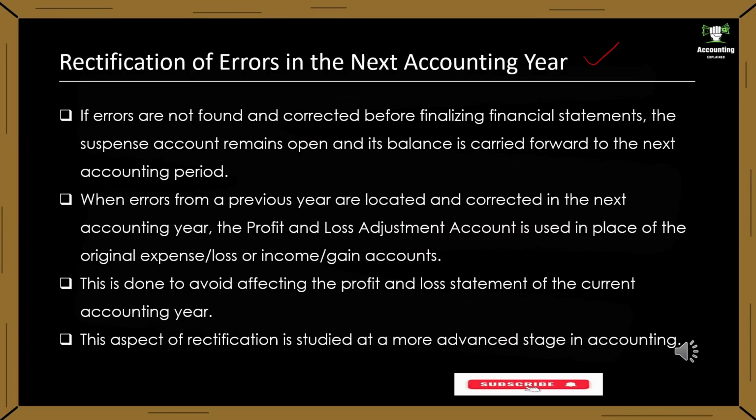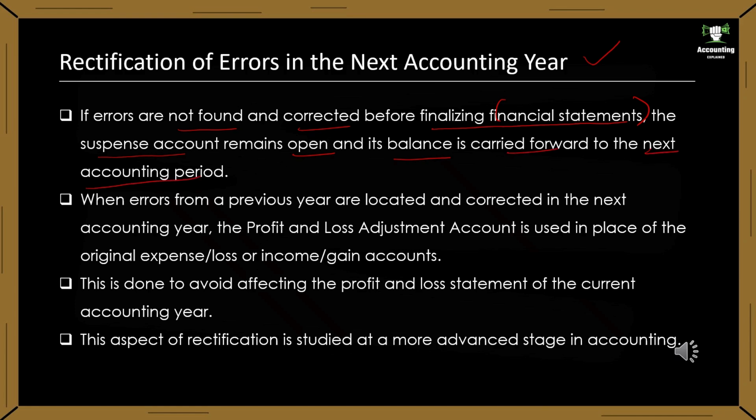Rectification of errors in the next accounting year. If errors are not found and corrected before finalizing the financial statements, you have come to the verge of closing the books. And on 31st March, you have closed the books with a suspense account since the trial balance is not tallying. Okay. You have not corrected it and you have even prepared your financial statements like the profit and loss account and balance sheet. The suspense account remains open. The suspense account is still a suspense and you don't know where you have made the mistake. What you are going to do is carry forward that balance to the next accounting period with the same suspense account.